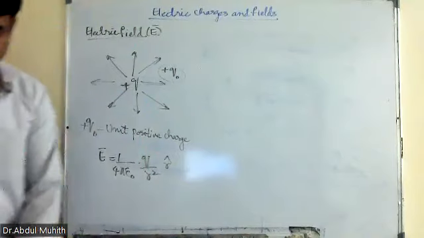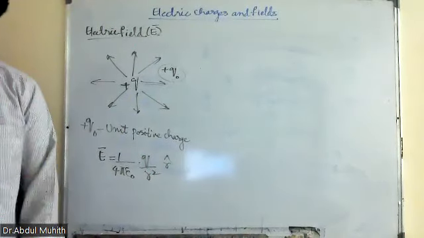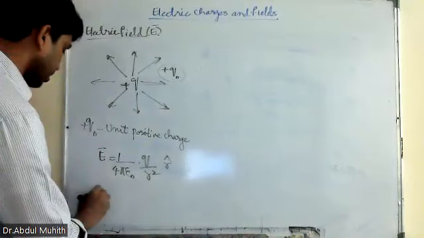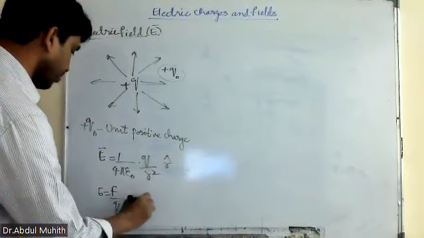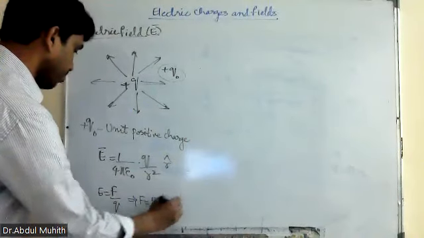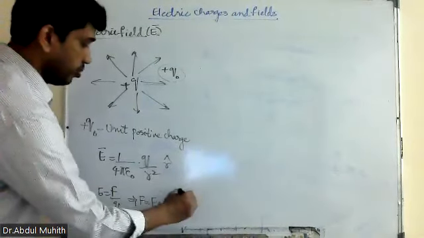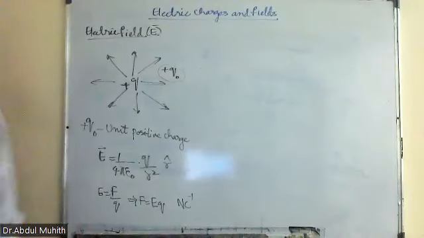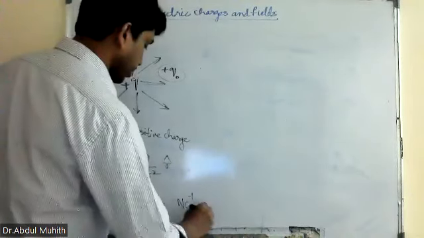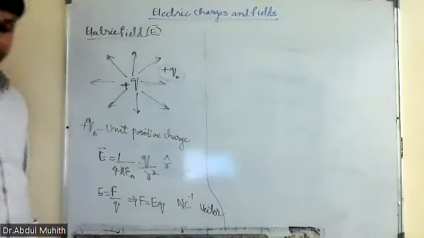After that, we have the electric field formula, and F is equal to Q into E. E is equal to F by Q, or F is equal to E into Q. It is measured in Newton per Coulomb, and it is a vector quantity. Electric field is a vector quantity. Clear?